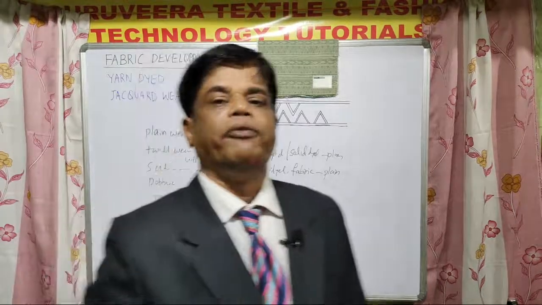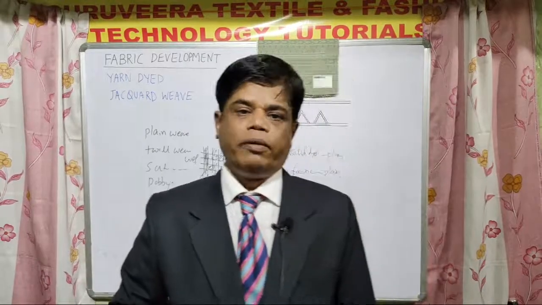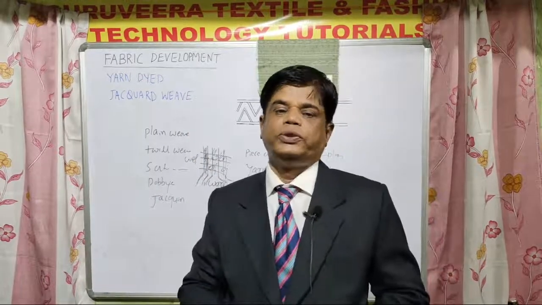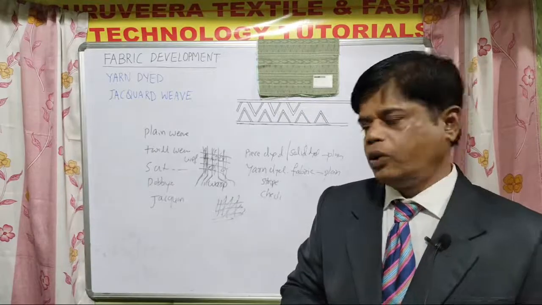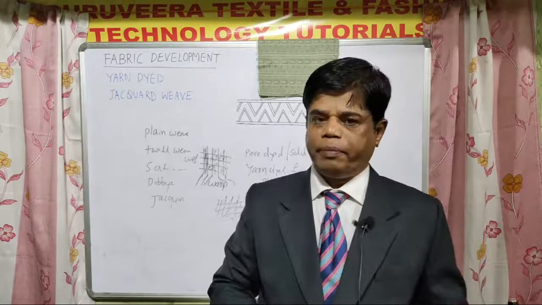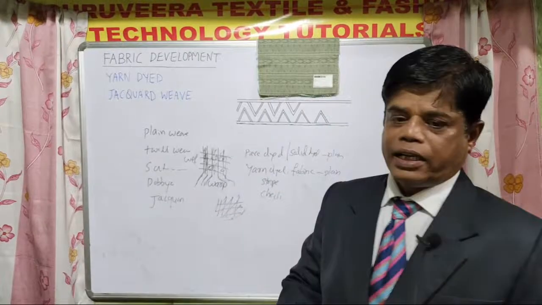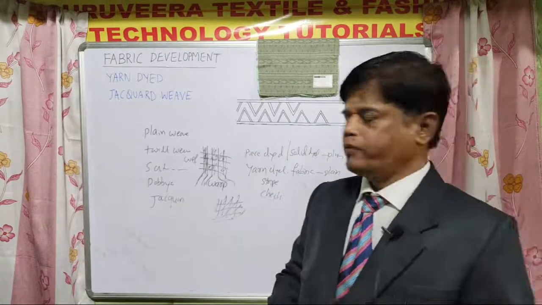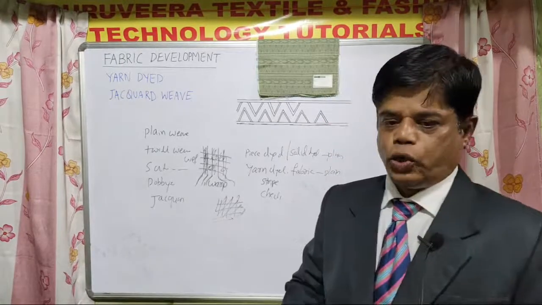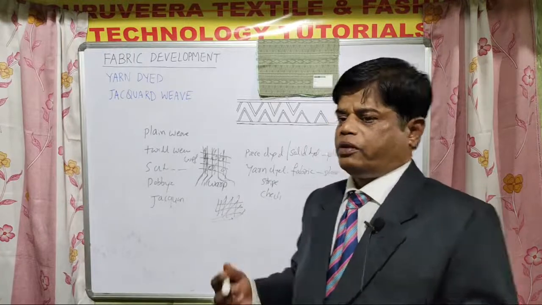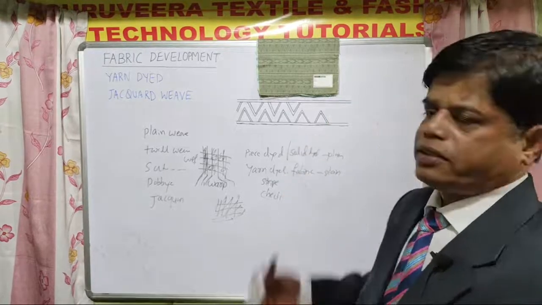Whatever the plain weave, twill weave, satin weave, broken twill weave, and whatever else is used, that is done by the loom tappet, based upon the principle of tappet looming. And also these yarn dyed fabrics can be produced by Dobby looming and Jacquard looming. Friends, I am trying to give one class on different kinds of fabric.